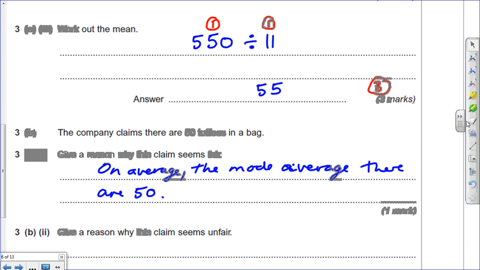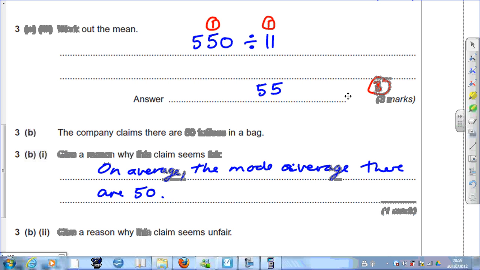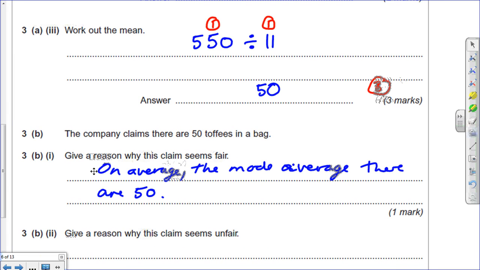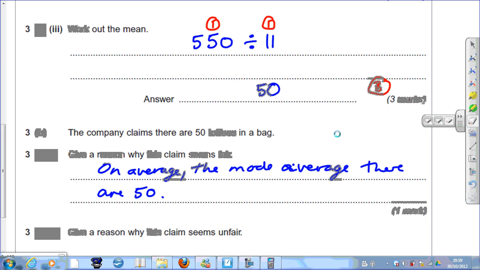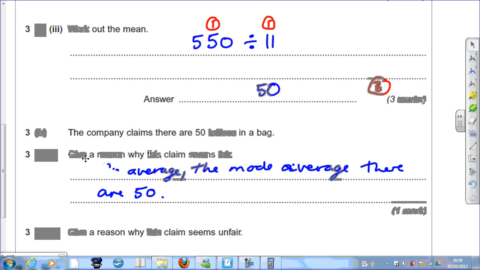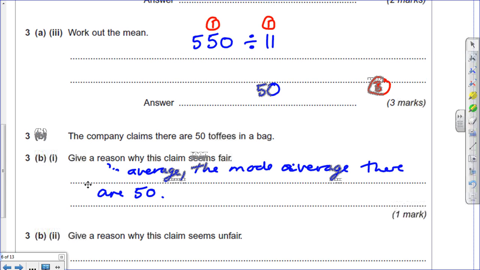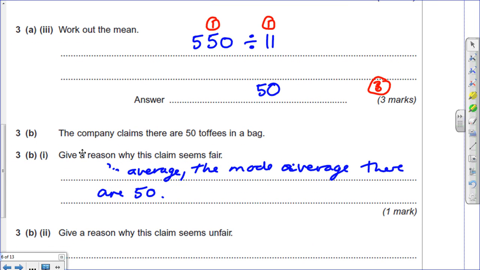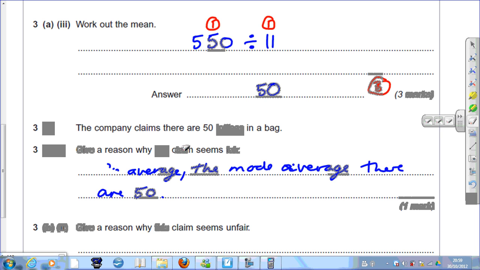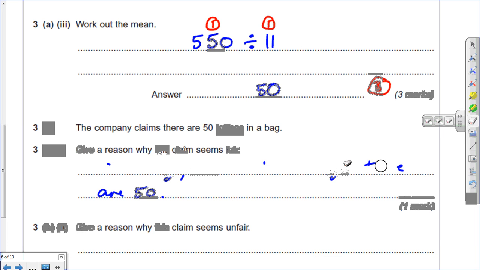Now let's word this better. Here we go. Why does this seem fair? Because the mean average is 50. Give a reason why this claim seems unfair.